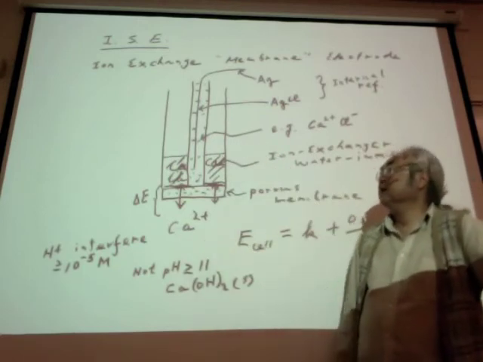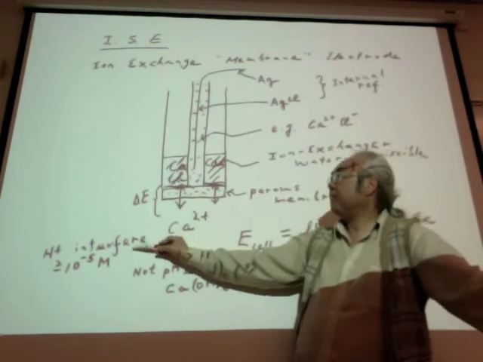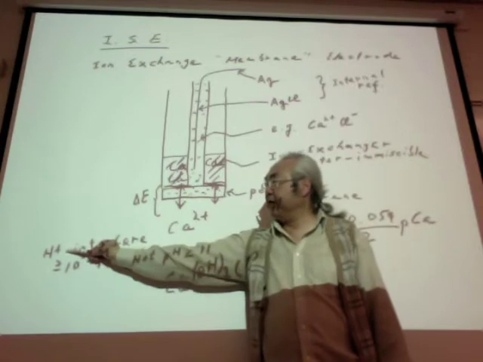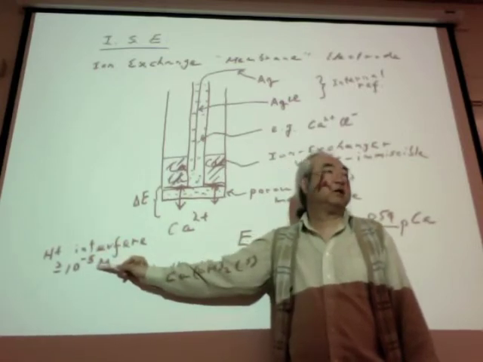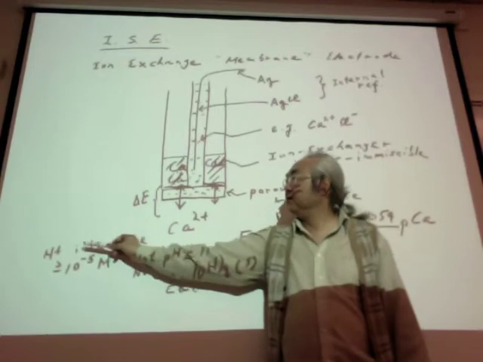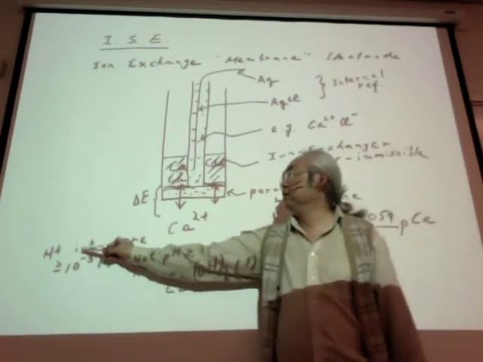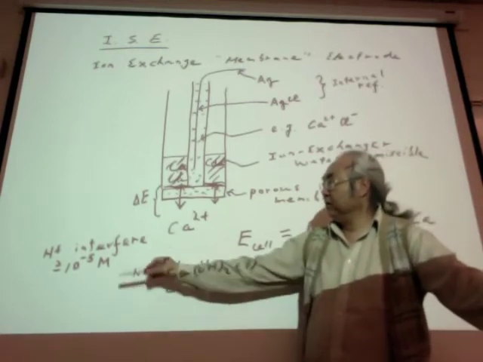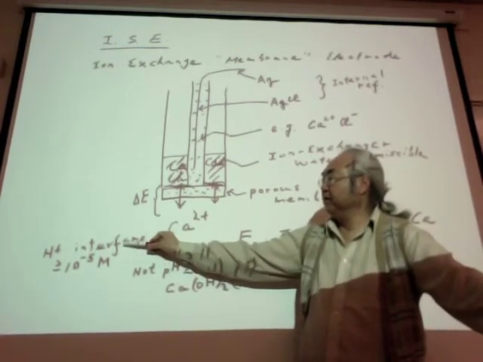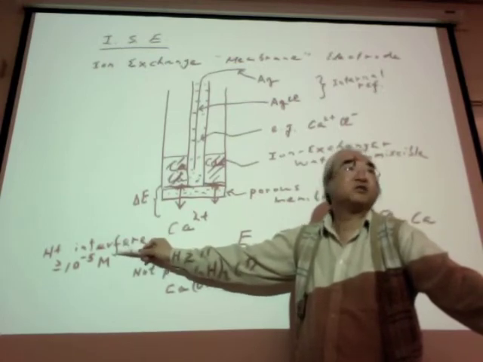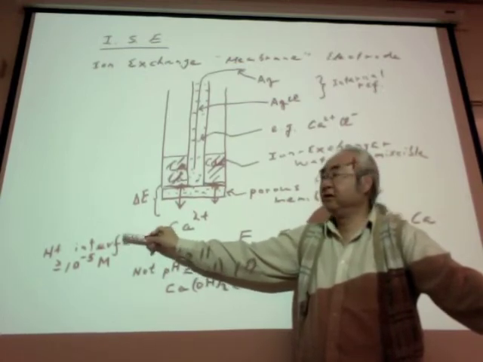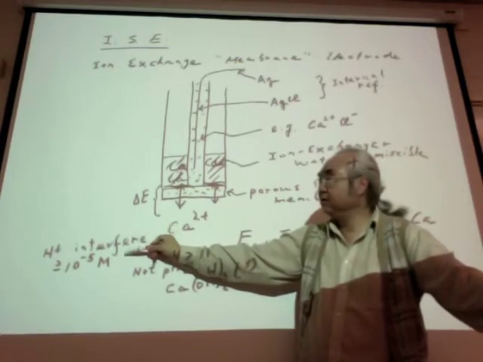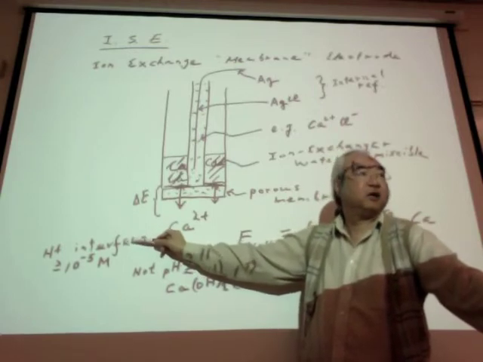So interference for this electrode: H plus may interfere whenever the H plus concentration is greater than 10 to the minus 5. The H plus can interfere because of the plus ion. So in terms of your solution pH, you don't want to use a pH lower than 6. Your sample solution cannot be less than 6. Otherwise, you will experience this interference.